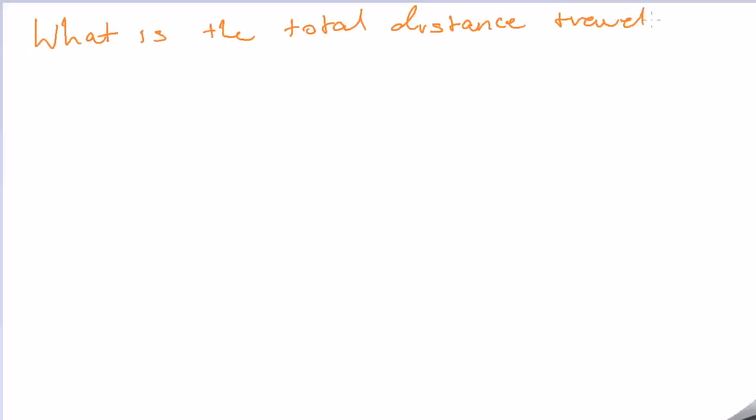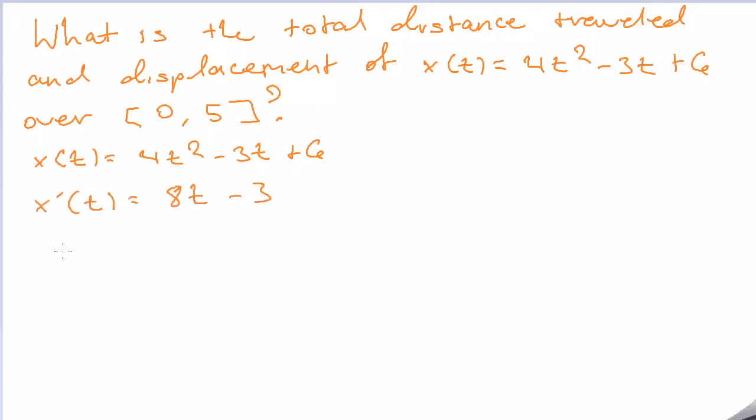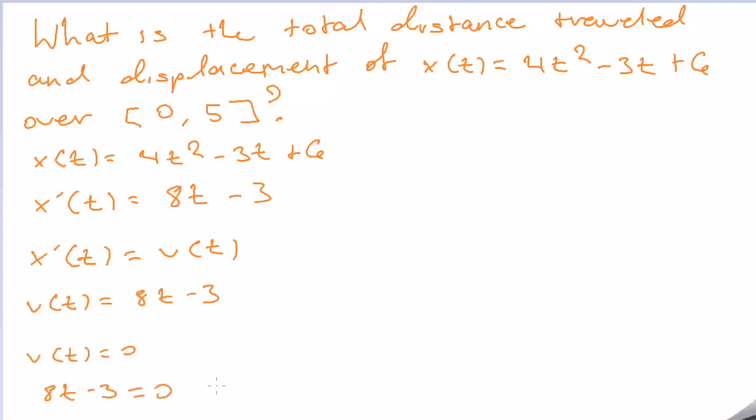Our first example today will be finding the total distance and displacement of the position function p of t equals 4t squared minus 3t plus 6 over the bounds 0 to 5. First thing to do is to find the critical point, so we're going to set the derivative of x of t equal to 0, since we know that's the velocity. That'll give us t equals 3 over 8. It's going to be our critical point.